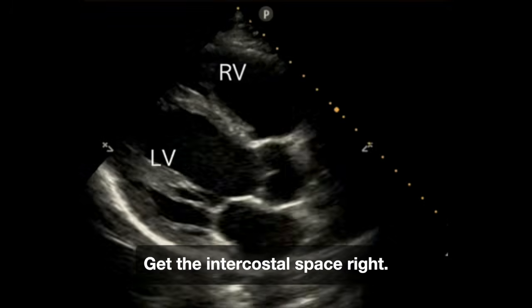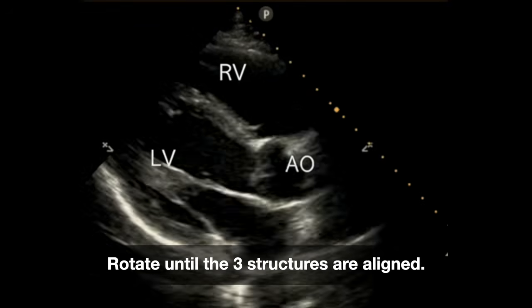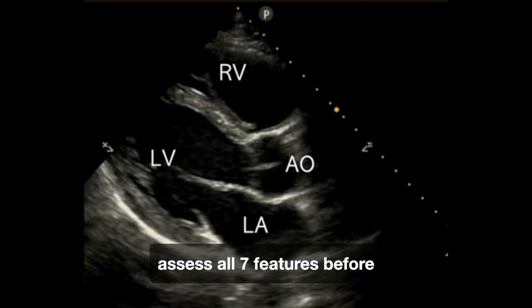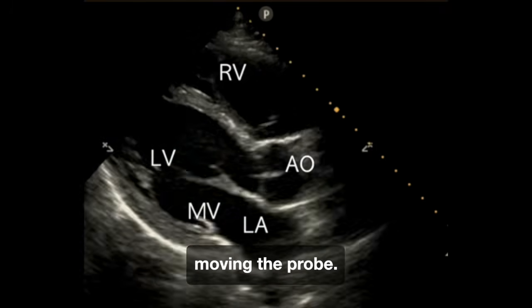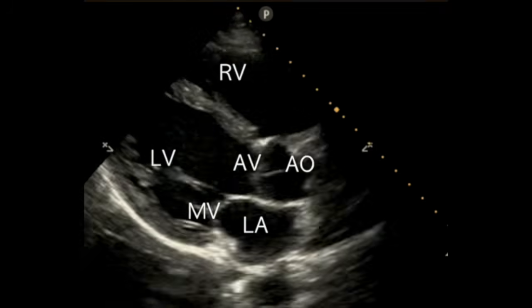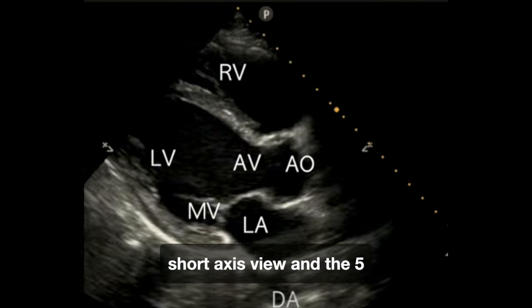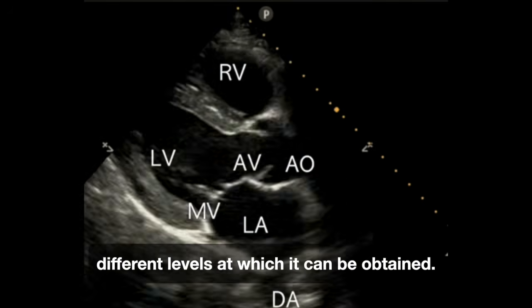Get the intercostal space right. Rotate until the three structures are aligned. Find the descending aorta and assess all 7 features before moving the probe. Next in this series is the parasternal short axis view and the 5 different levels at which it can be obtained.